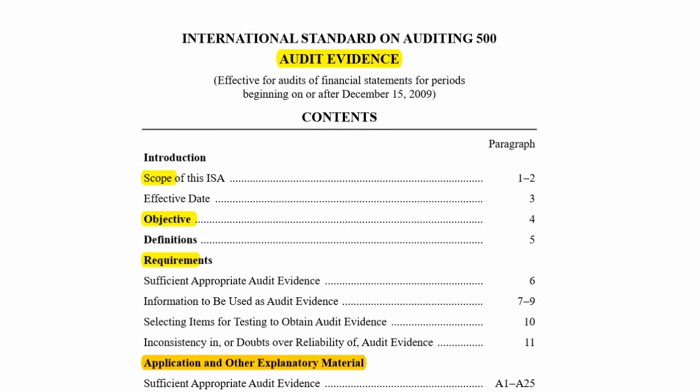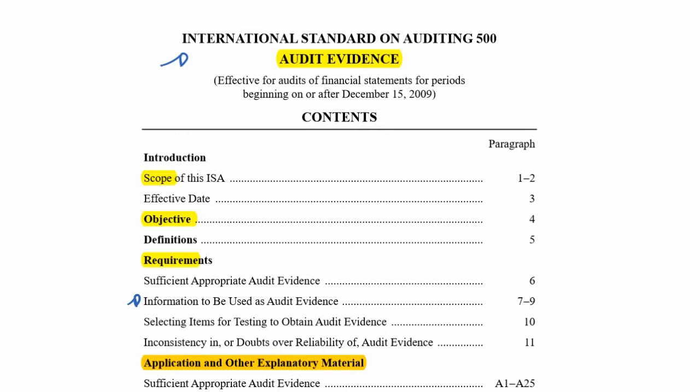So I've come to ISA 500 audit evidence because I know that using the work of a management expert is in the standard. If you don't know that, then you need to go and flag that under sufficient and appropriate audit evidence, information to be used as audit evidence, a management expert is discussed.